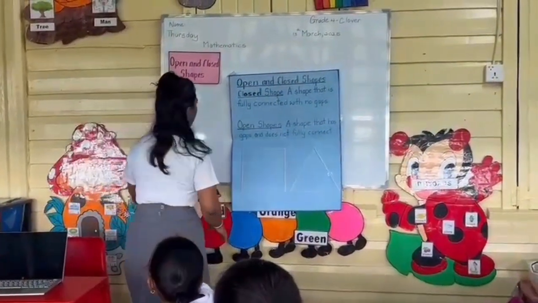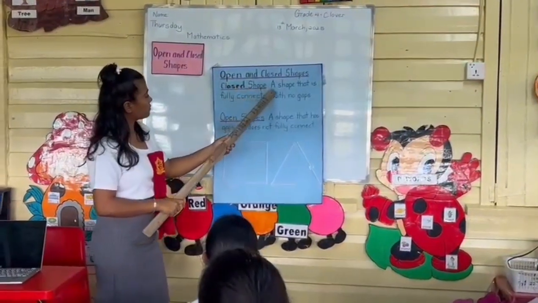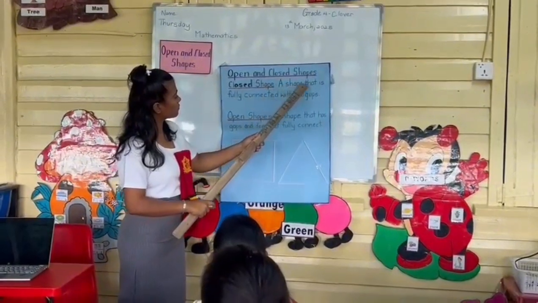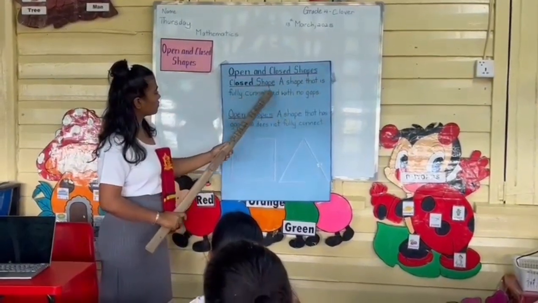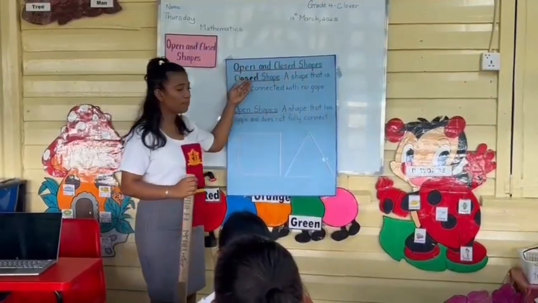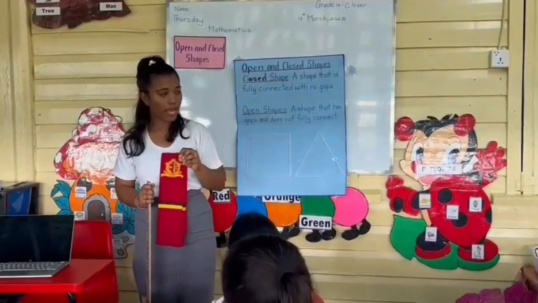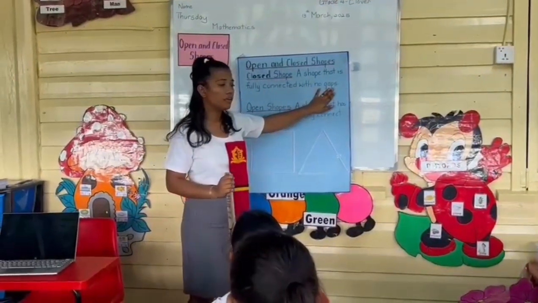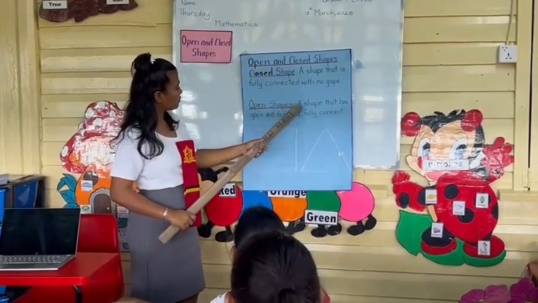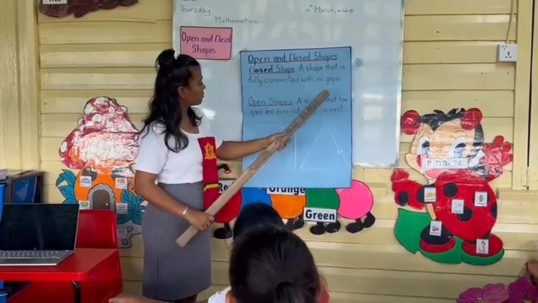Good. So let's read it as a class. Closed shape is a shape that is fully connected with no gaps. Good. So here it says that a closed shape is fully connected, meaning that it's an enclosed shape, right? And it has no gaps. Open shape now. Open shape, a shape that has gaps and does not fully connect.